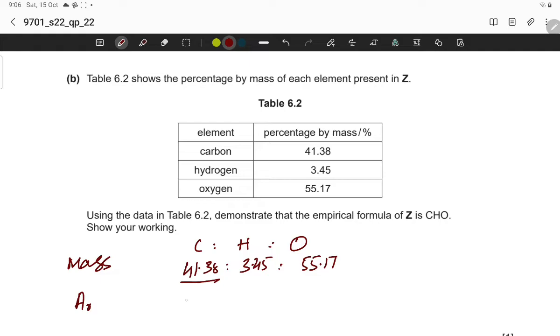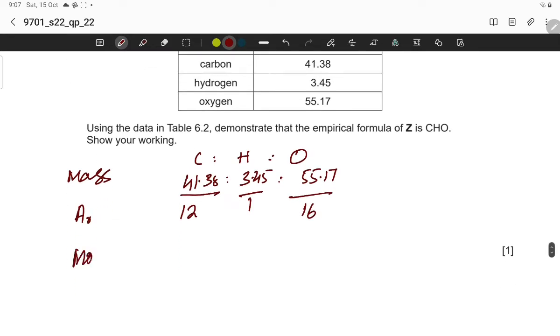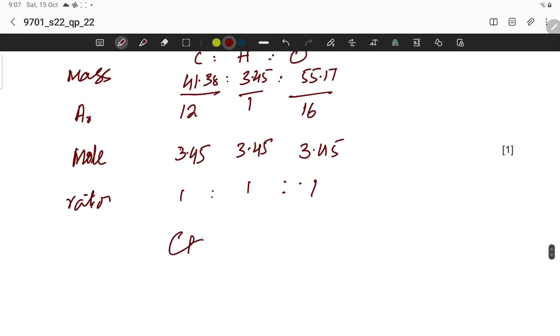So dividing by relative atomic mass 12, 1 and 16, now the moles will be 3.45, 3.45 and 3.45. So the ratio is 1:1:1. So the formula is CHO.